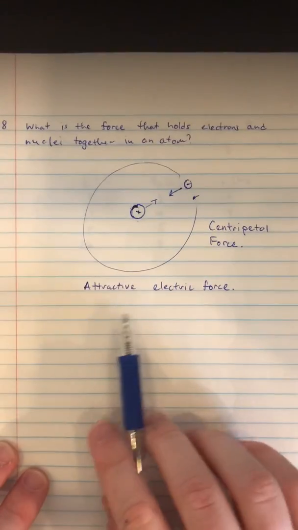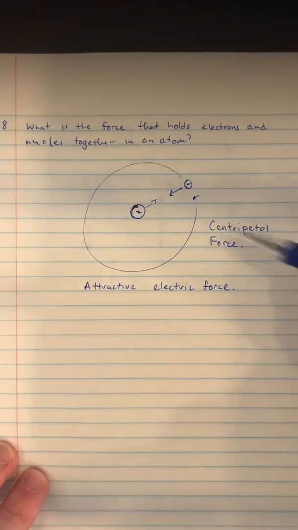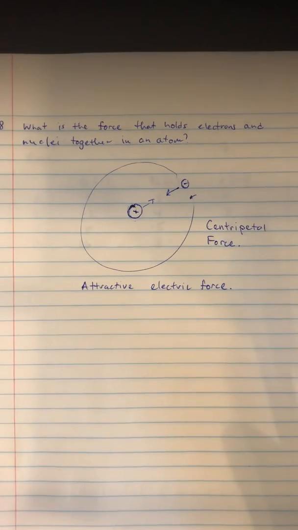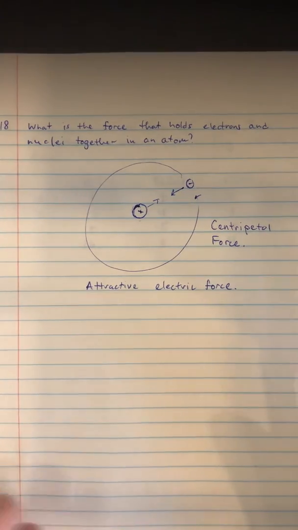All right, the attractive electric force acts as a centripetal force, and is able to keep the electron orbiting the nucleus. That was an easy one. I like that one.